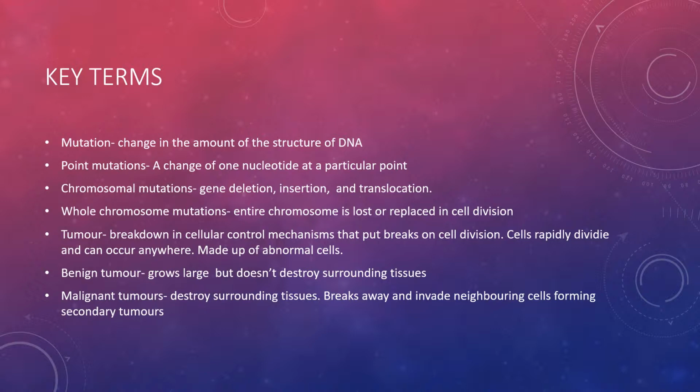Tumor: a breakdown in cellular control mechanisms that put a brake on cell division. Cells rapidly divide and can occur anywhere, and they are made up of abnormal cells. Benign tumors grow large but don't destroy surrounding tissues. Malignant tumors destroy surrounding tissues and break away and invade neighboring cells, forming secondary tumors.